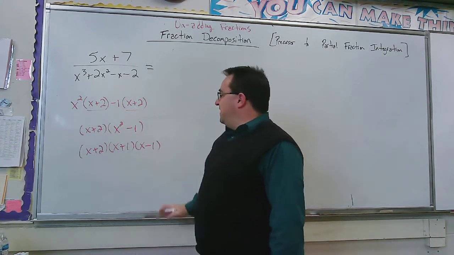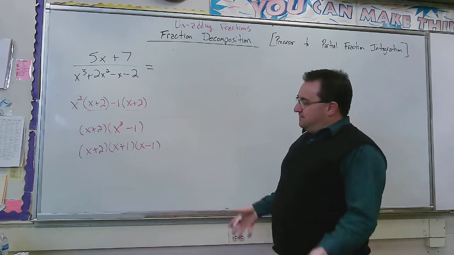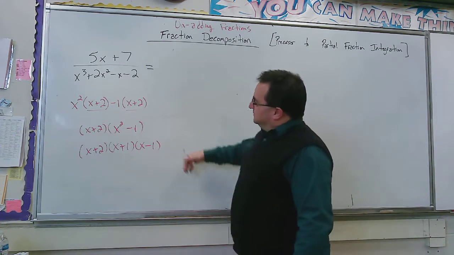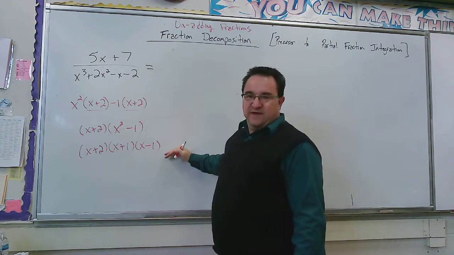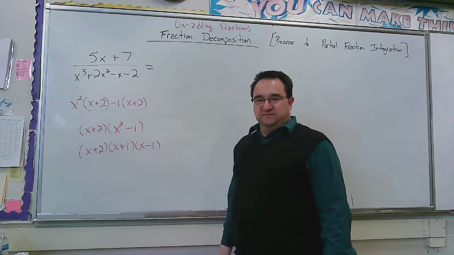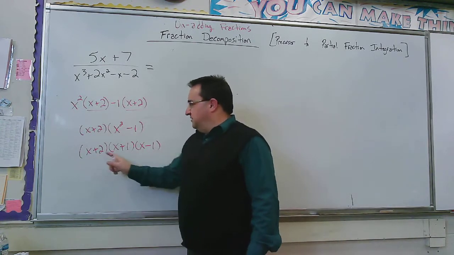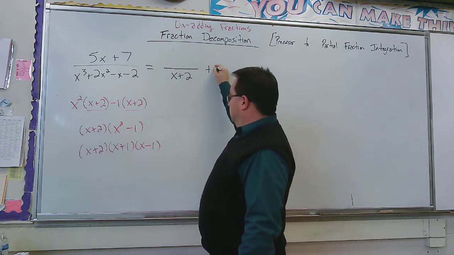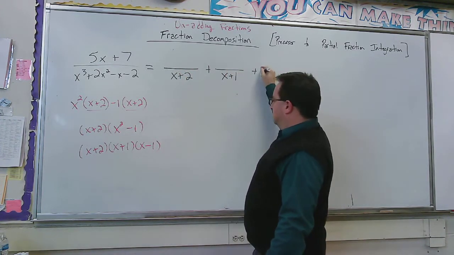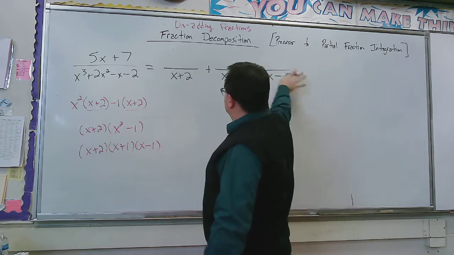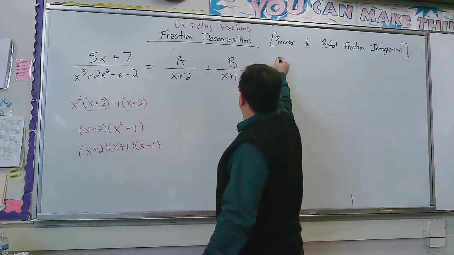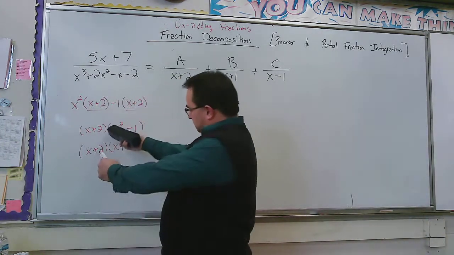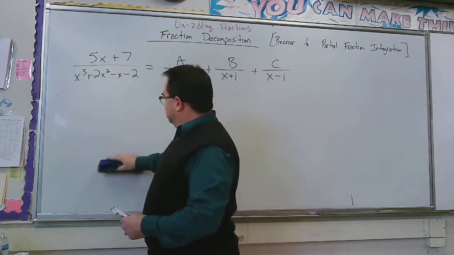Right? So in math, you can't let go of the stuff you learned before. You have to retain those skills. So here's my denominator. There it's factored. Notice that they are distinct, all different from each other, and they're linear. So this is going to be, and I have no idea what the numerators are, so it's A plus B plus C. All right, so this was just kind of to get me there.